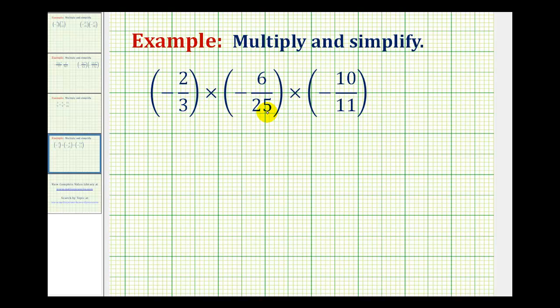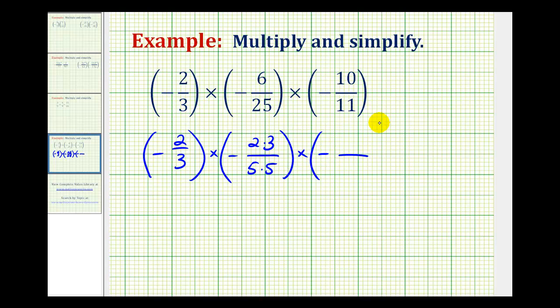the common factors. So for this first fraction, 2 and 3 are both prime. For the second fraction, the prime factorization of 6 would be 2 times 3. The prime factorization of 25 would be 5 times 5. And then for the last fraction, the prime factorization of 10 is 2 times 5, and 11 is prime.